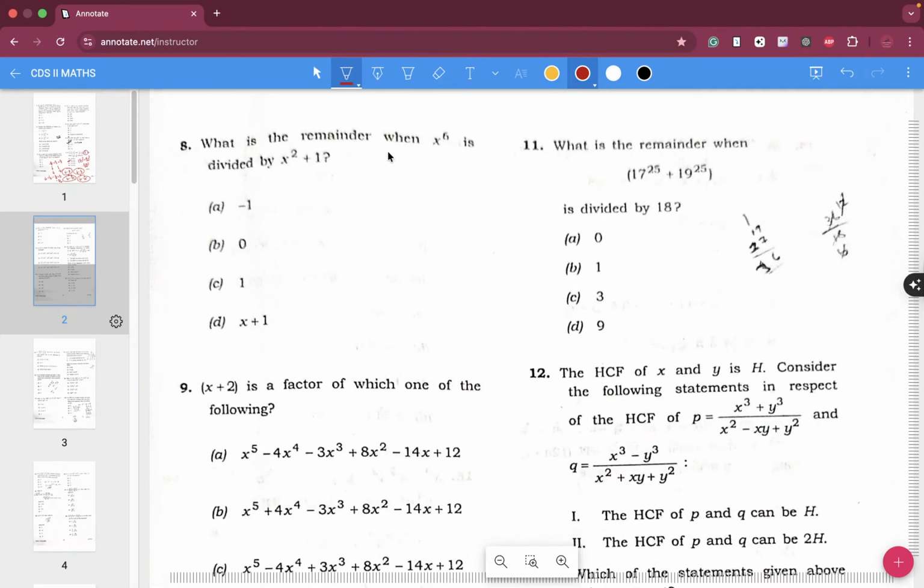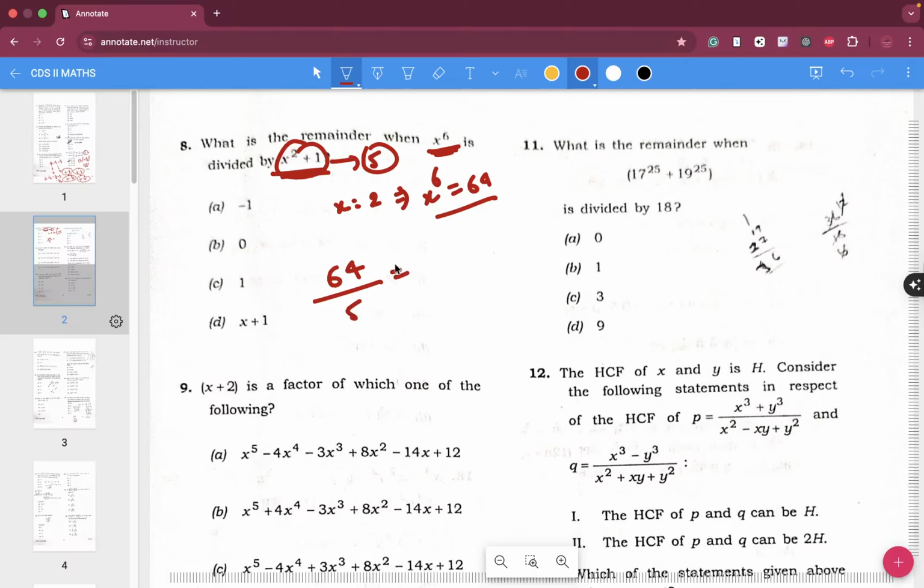They're asking what is the remainder when x raised to the power 6 is divided by x square plus 1. Can I simply assume the value of x is equal to 2? If I assume x is equal to 2, x raised to the power 6 is how much? 4, 8, 16, 32, 64. So x raised to the power 6 is equal to 64. When 64 is divided by x square plus 1, the value of x square plus 1 is how much? 5. If it is divided like this, then the remainder over here is equal to 4.